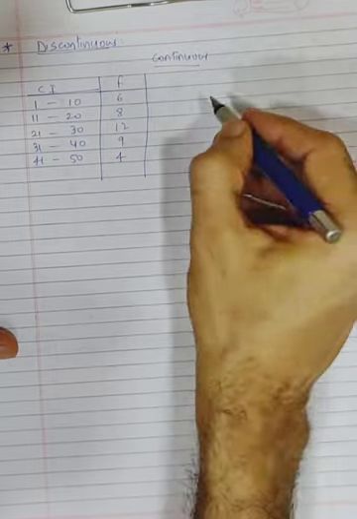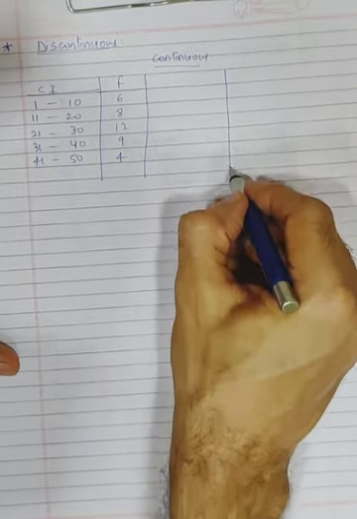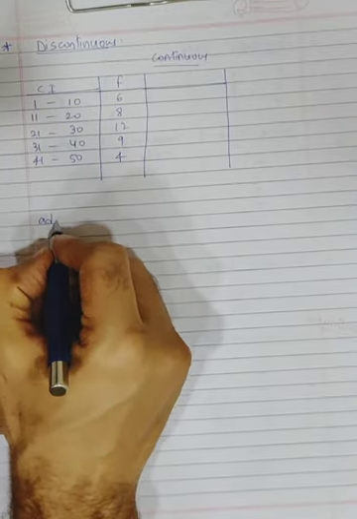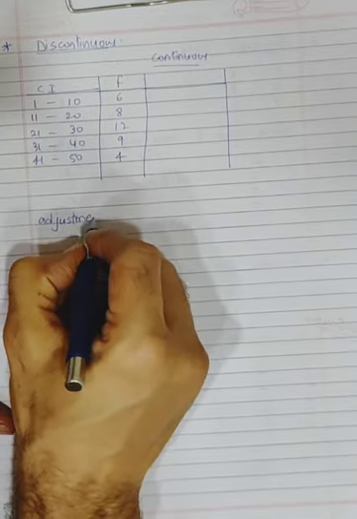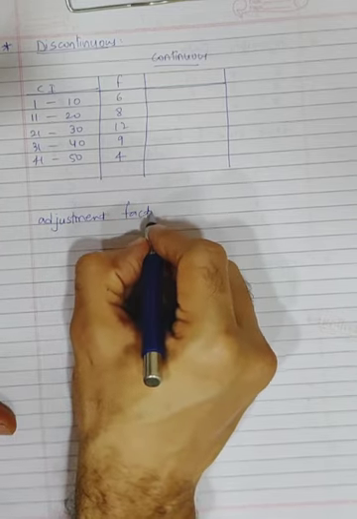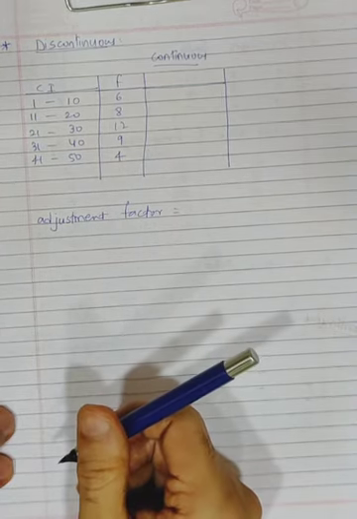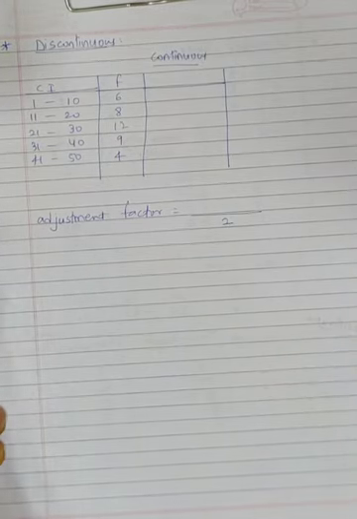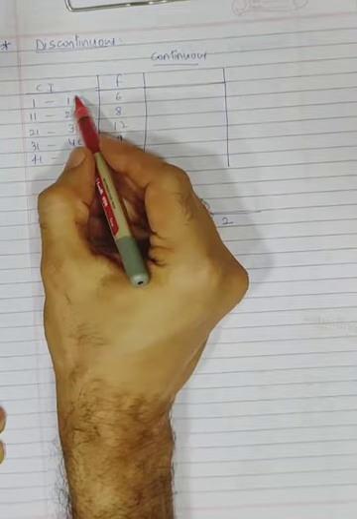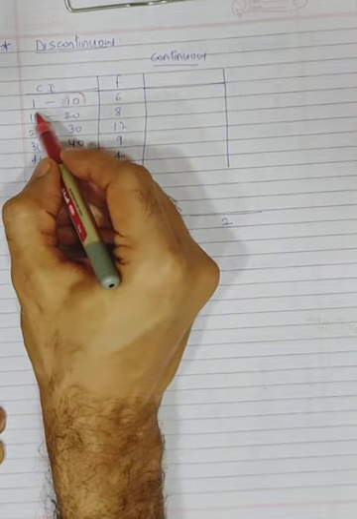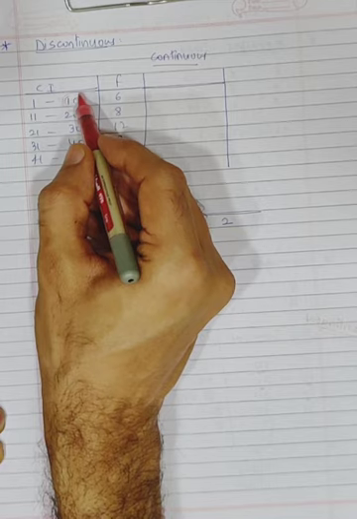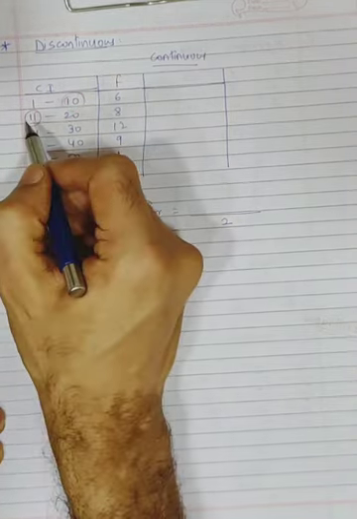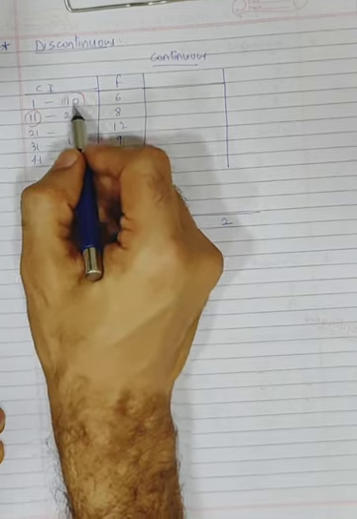So how can I make it a continuous interval? For making a continuous interval, there is something called the adjustment factor. What is the adjustment factor? The adjustment factor is basically the difference divided by 2. The difference of the lower limit minus the upper limit of the previous interval.